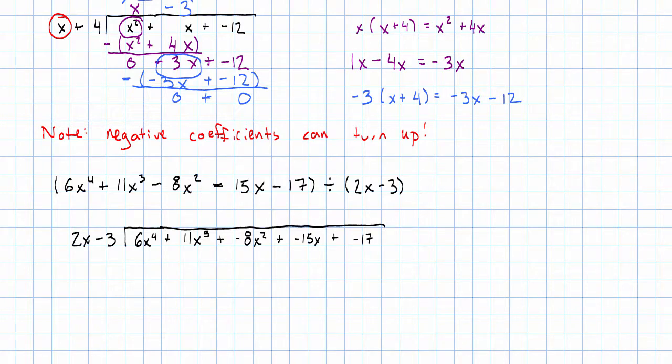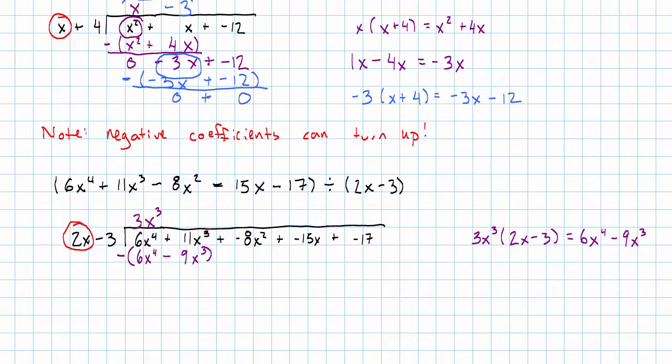And we divide. Remember, when we divide, we're looking only at the first term. 6x to the fourth divided by 2x. Well, 6 divided by 2 is 3. X to the fourth divided by x is x to the third. 3x to the third times 2x minus 3 is 6x to the fourth minus 9x to the third. So we have 6x to the fourth minus 9x to the third, and we subtract.